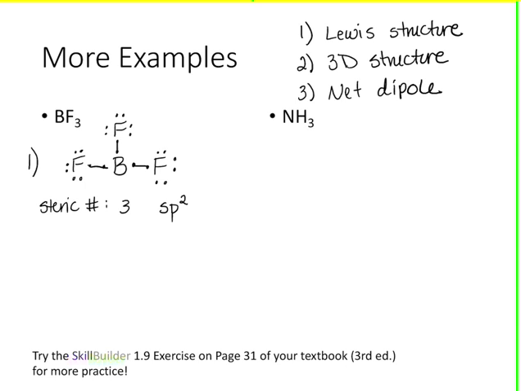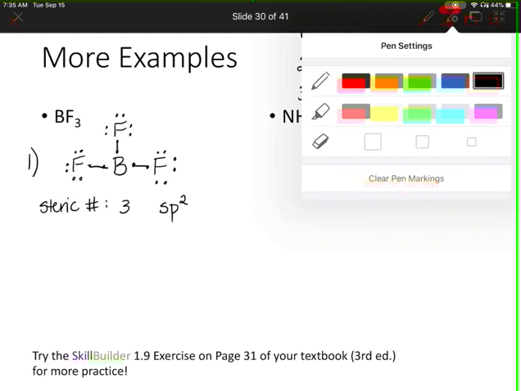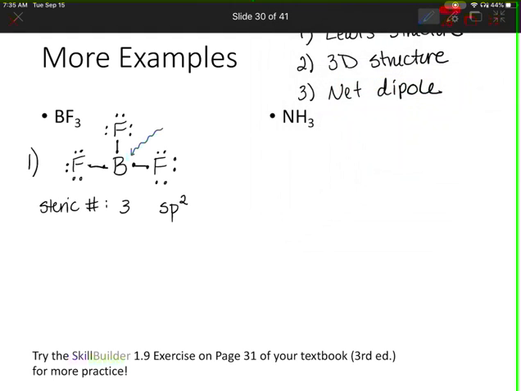sp2. And remember, you can kind of count the number of letters there. So we have 1 s and 2 p's, so it's 3 total. Okay, so I'm just going to draw a little arrow showing that this is sp2.